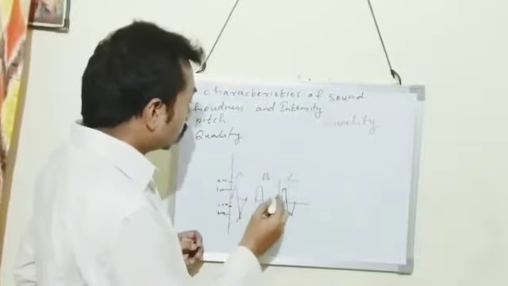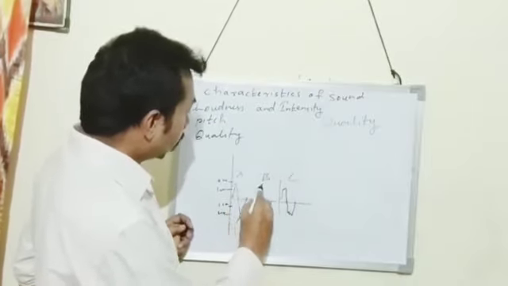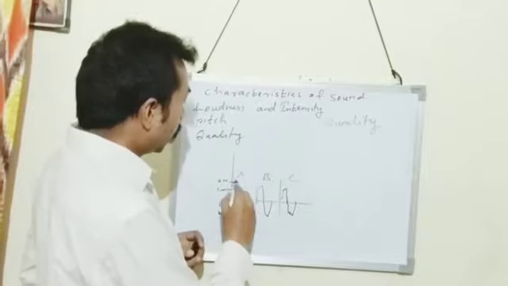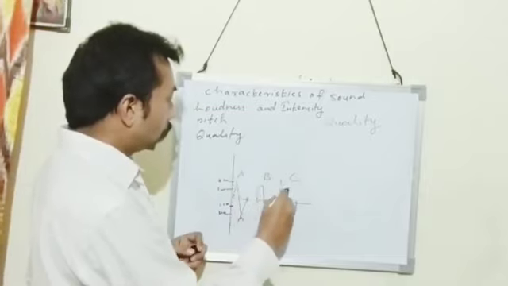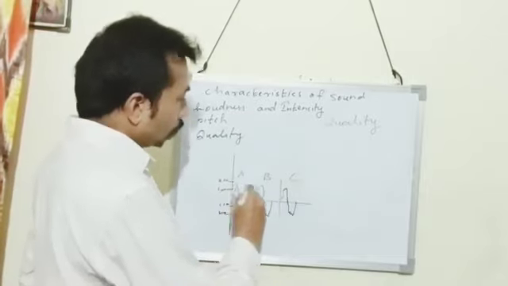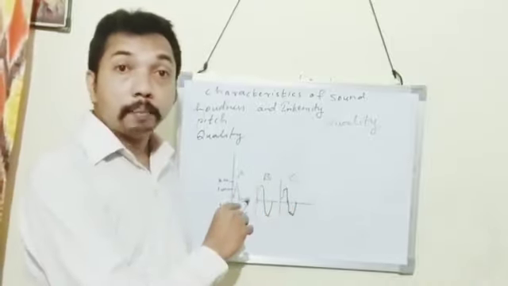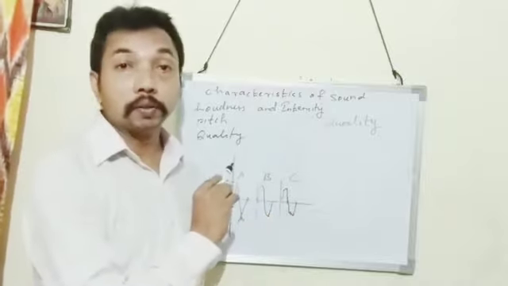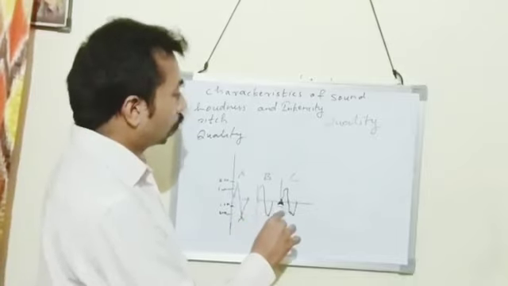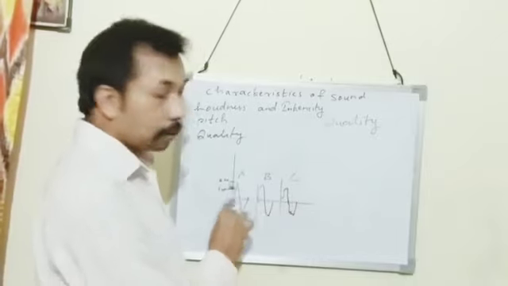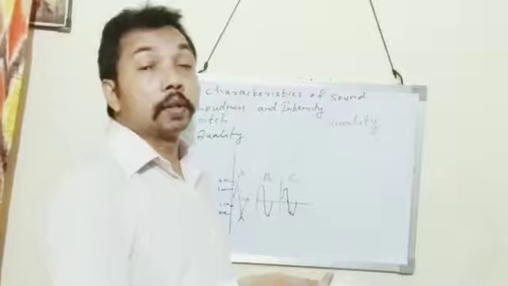Here I have drawn three waves, A, B and C. If you look, you can see that all three waves have the same amplitude. Since the amplitude is the same, their loudness is also the same. And you see the wavelength. The wavelength is also the same. Wavelength is the same, means frequency is the same. Frequency is the same, so shrillness is also the same.